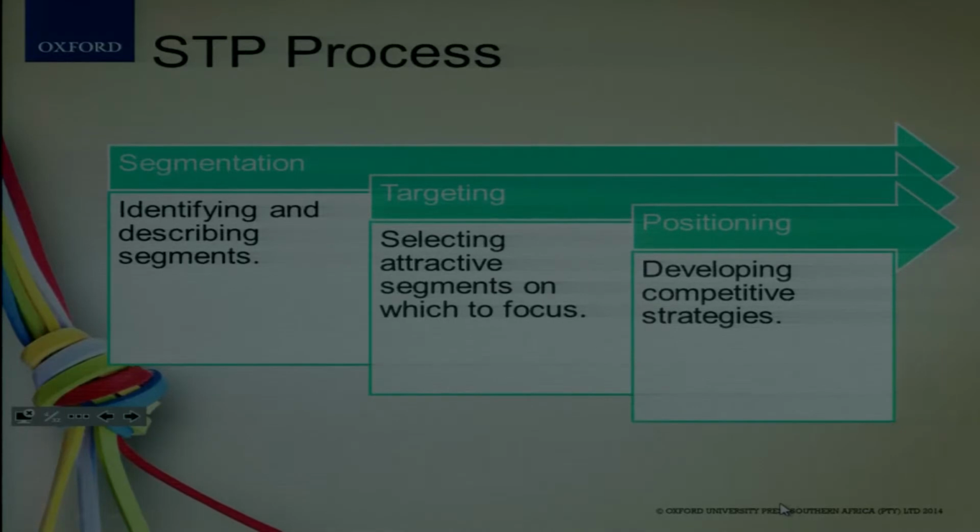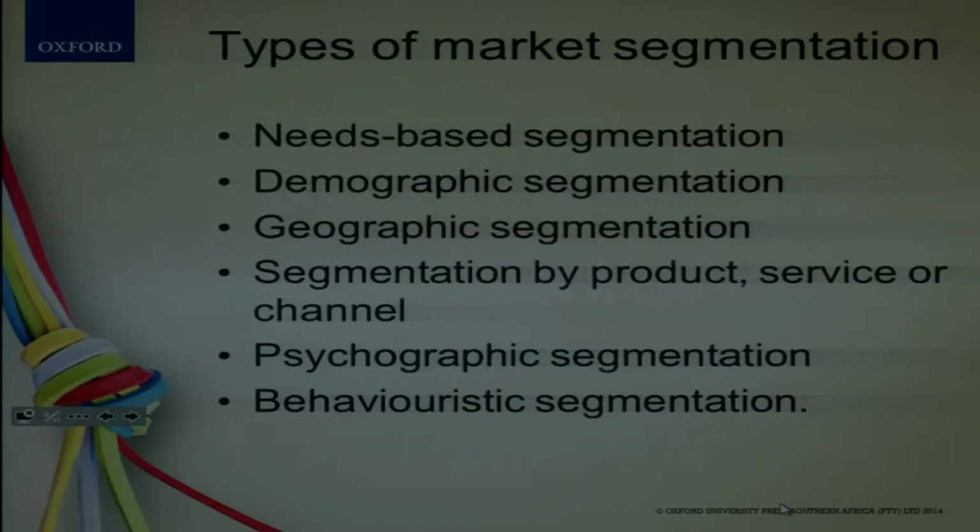So in a nutshell, this is a summary of how you can undergo the process of market segmentation. First of all, you identify and describe the segments where you're going to sell your product or your service. Then from there, you target your segments, you attract your segments based on the capabilities that you have, and you position yourself because you need to be ready to sell your product and your services to this segment.